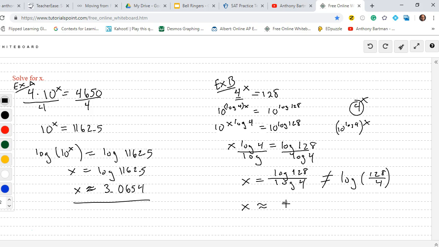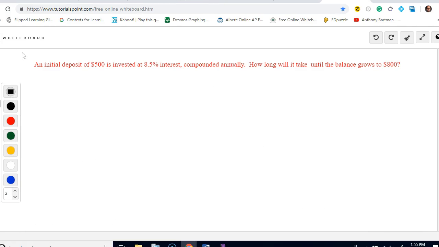Actually, it's exactly 3.5, so we don't need the "about." We can say that it is exactly 3.5. Alright, so there's example A and example B. Here comes example C.